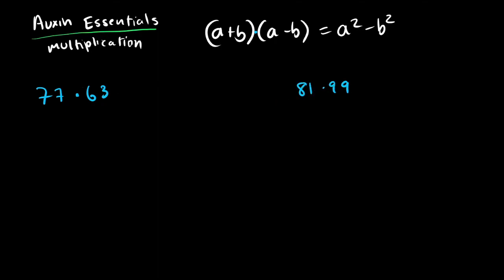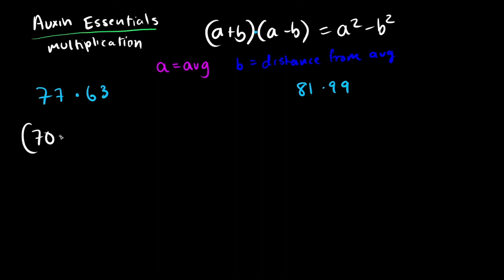An important thing to note in this trick is that a is the average of the two numbers that we're multiplying, and b is the distance from the average. Or the number value that these numbers that you're multiplying are away from the average. Let's take a look at the first equation, 77 times 63. The average of these two numbers is 70, which is going to be our a. And the distance from the average, or how far away these numbers are from 70, is 7. So that is going to be our b.